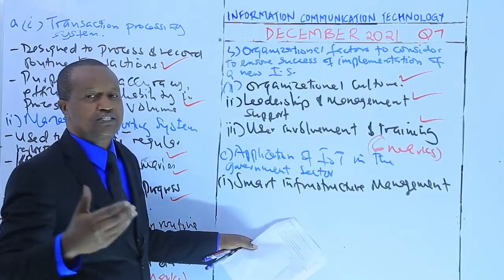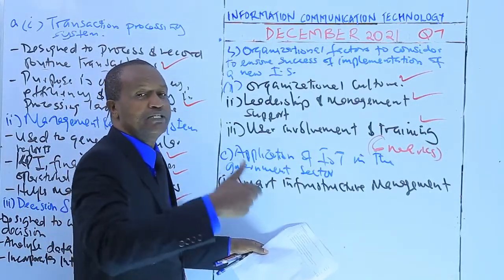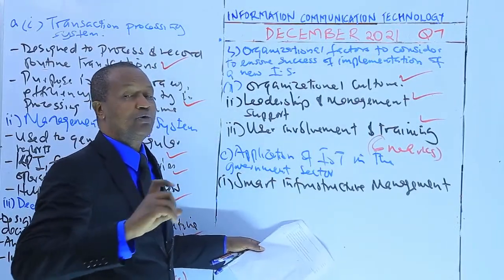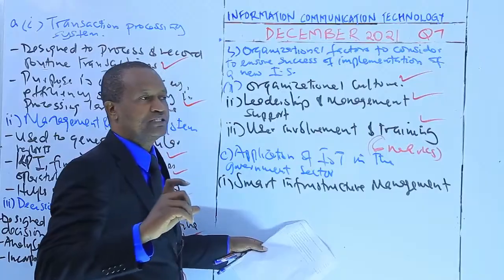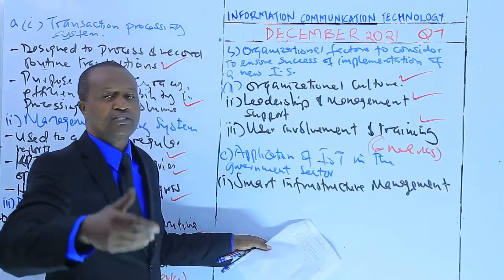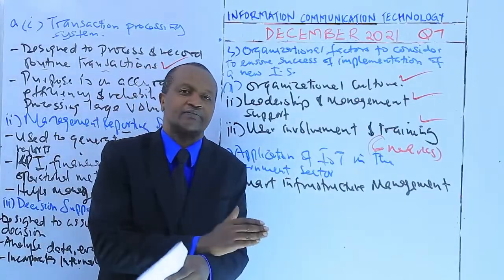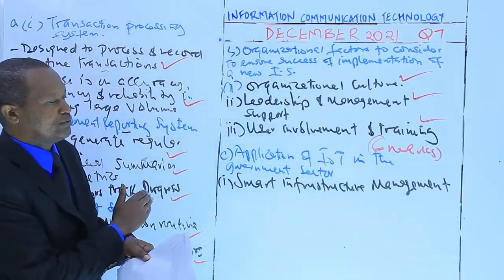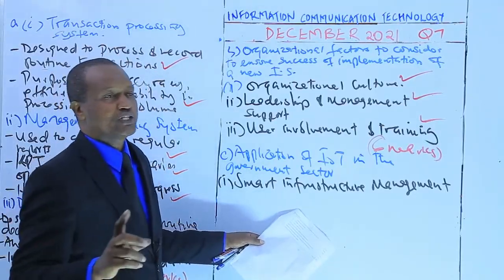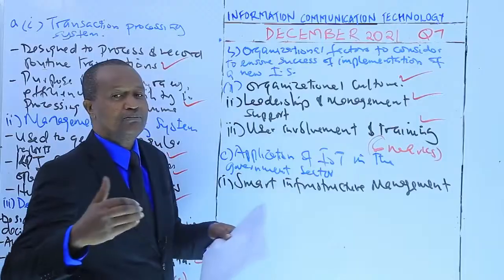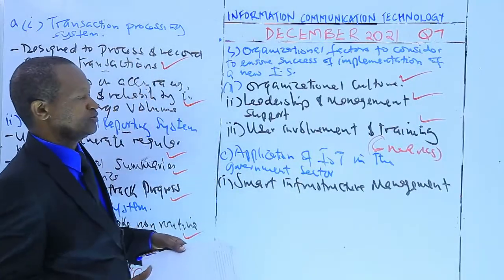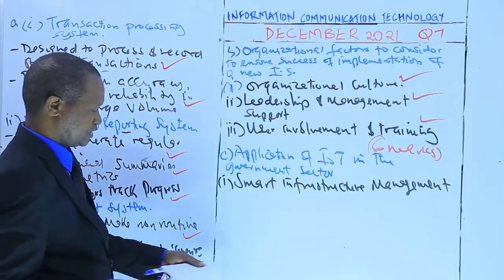Sensors and connected devices can provide real-time data on infrastructure conditions, enabling proactive maintenance. It can also reduce downtime and enhance public safety. For example, Internet of Things sensors can detect structural weaknesses in bridges and alert authorities to take preventive measures.